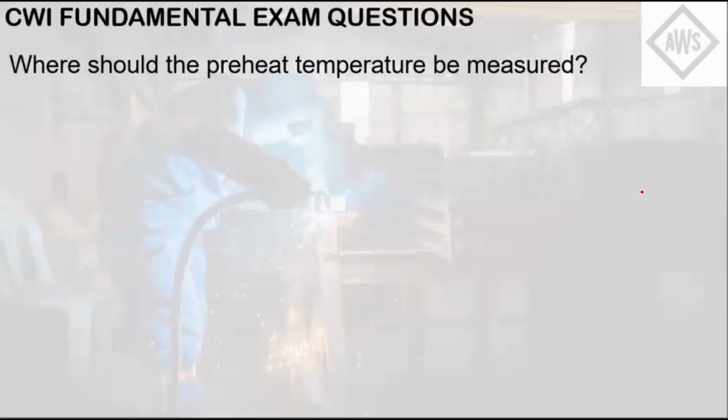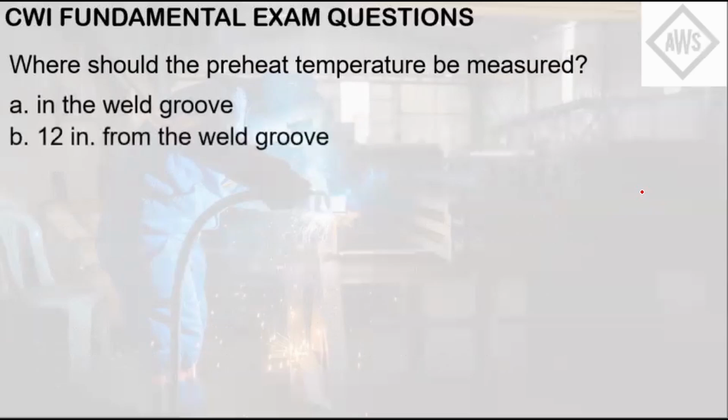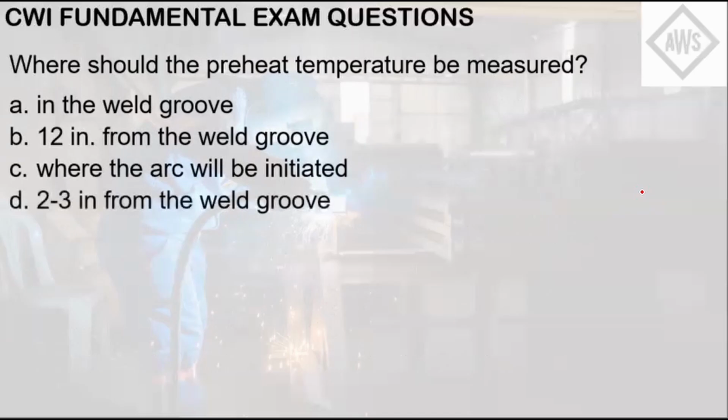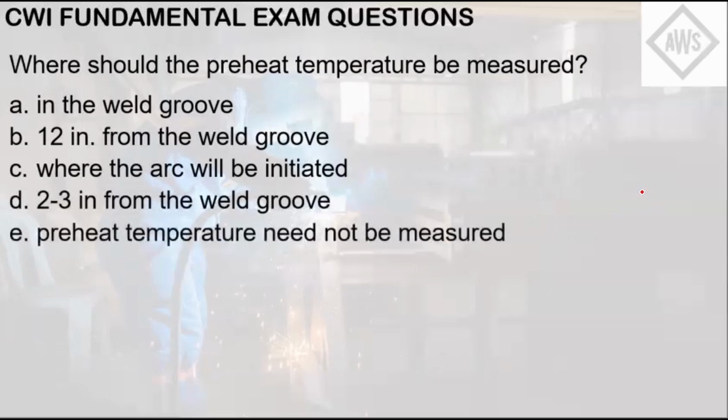Where should the preheat temperature be measured? Letter A, in the weld groove. Letter B, 12 inches from the weld groove. Letter C, where the arc will be initiated. Letter D, 2 to 3 inches from the weld groove. Letter E, preheat temperature need not be measured. So the preheat temperature needs to be measured 2 to 3 inches from the weld. So the answer here is letter D.